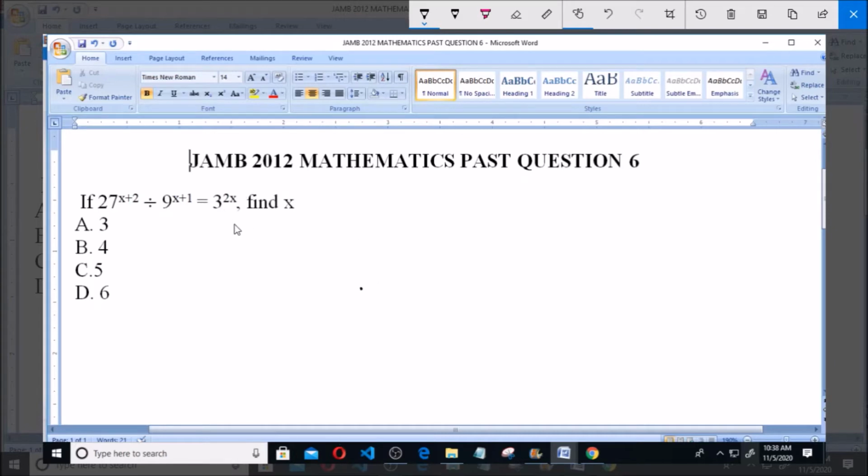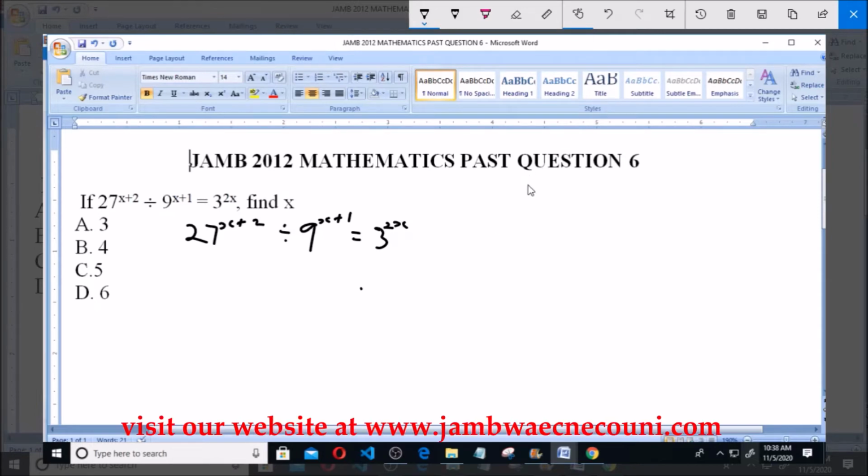Now, we are given 27 raised to the power of x plus 2 divided by 9 raised to the power of x plus 1 is equal to 3 raised to the power of 2x. Now we're asked to find what? We're asked to find x.